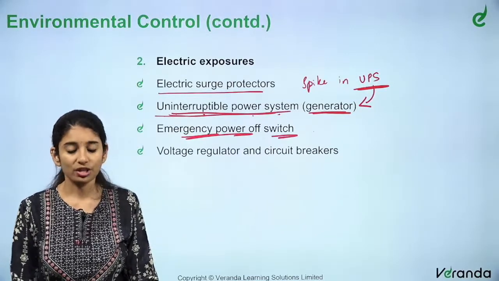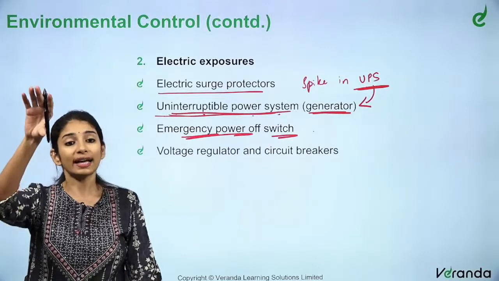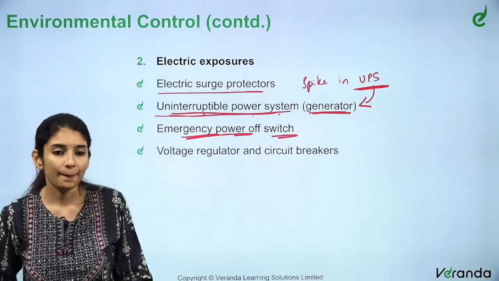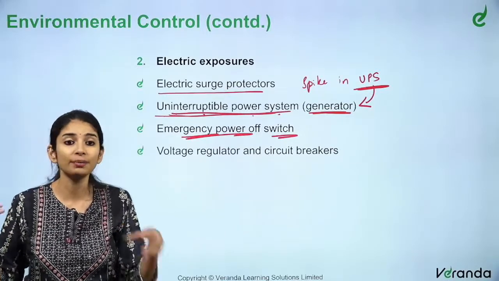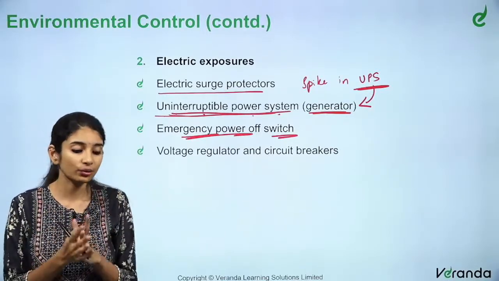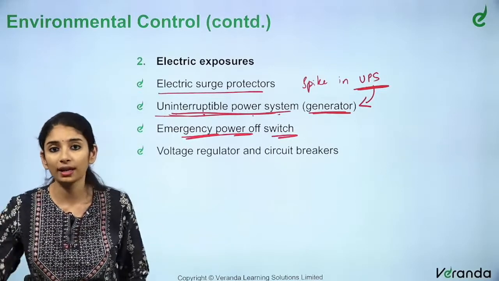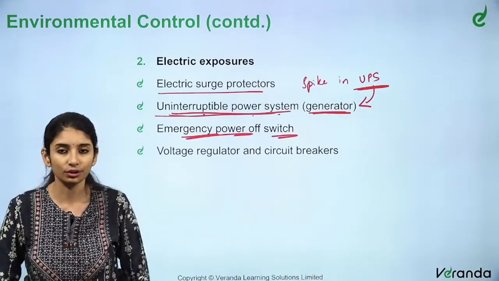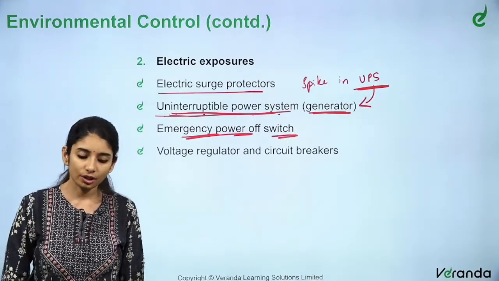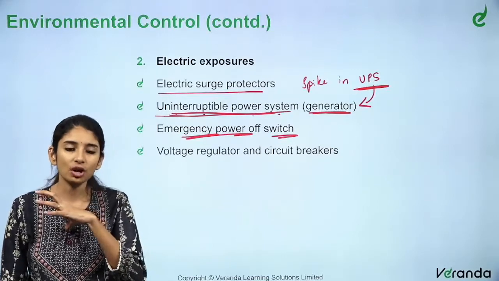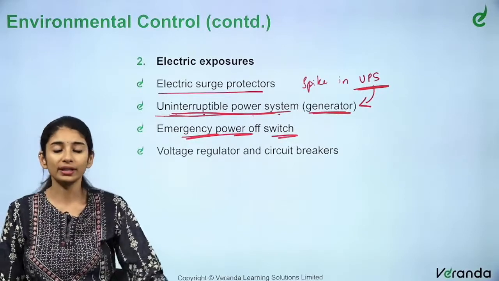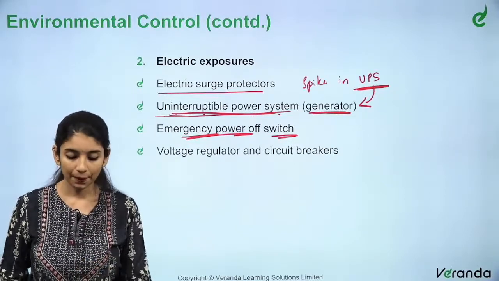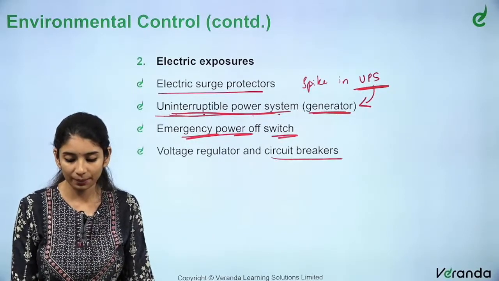Emergency power off switch. At strategic locations, I need to have power off switches, so that immediately one authorized personnel can use it. It shouldn't be at every place where any Amar Akbar Anthony can come and switch off the entire electricity of the company. It needs not be like that. Some authorized personnel next to him or her, the switch must be there, and he needs to know when to power it off. Voltage regulator and circuit breakers.